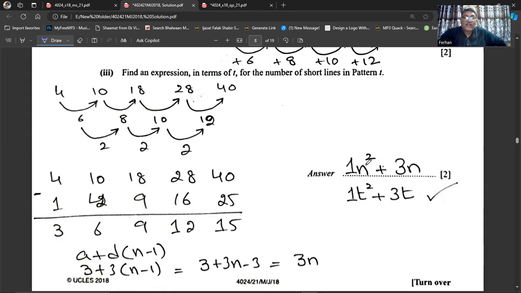So when I put 1 here, I will get 1. When I put 2 here, I will get 4. When I put 3 in the square, now you will have 9, 4, 16. Then you will subtract them.